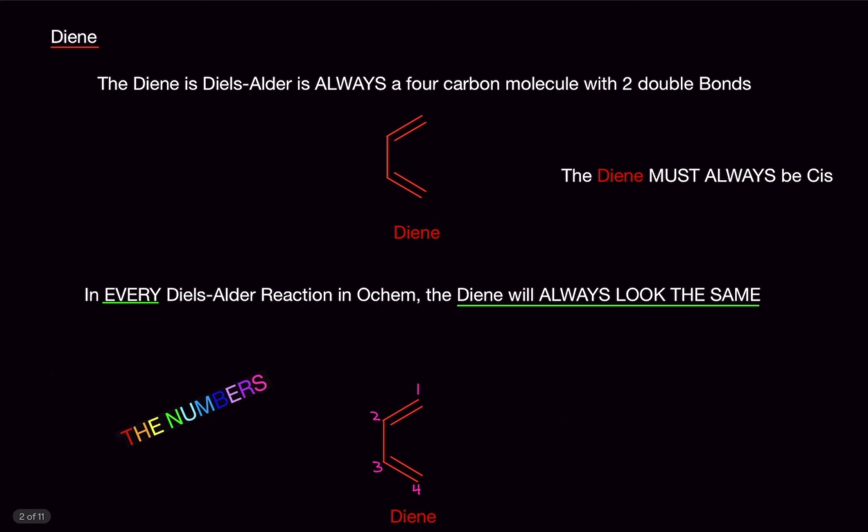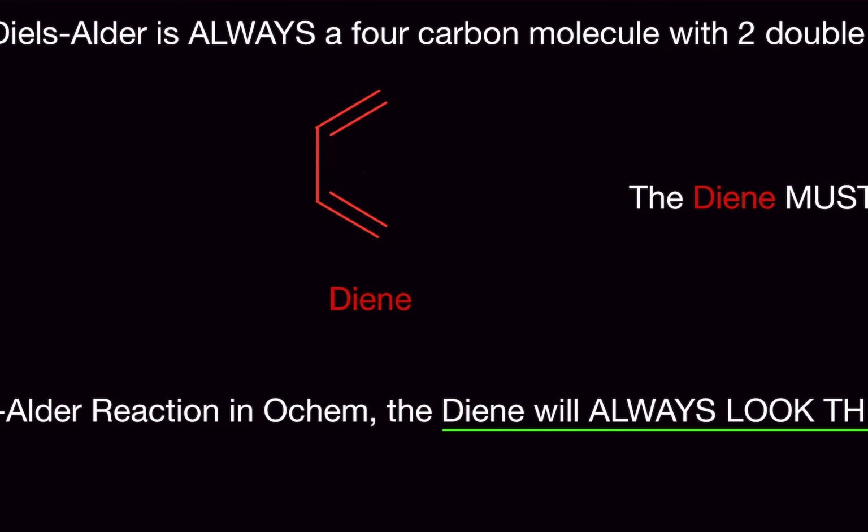Alright, let's talk about the diene first. The diene in a Diels-Alder is always a 4 carbon molecule with 2 double bonds. So in every single Diels-Alder reaction you'll ever do in your lifetime, and I guess in organic chemistry too, it's going to look like this. This is always going to be your starting molecule. This does not change. This will never ever change.